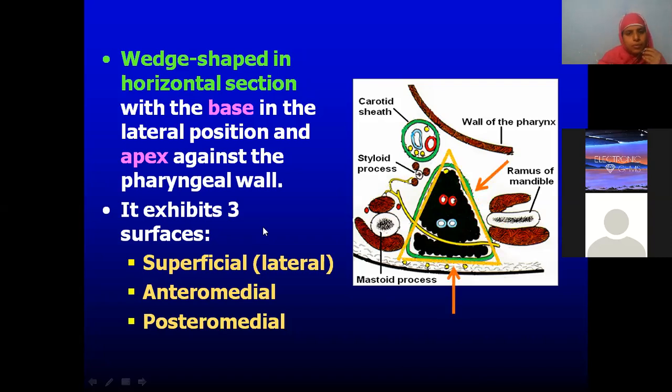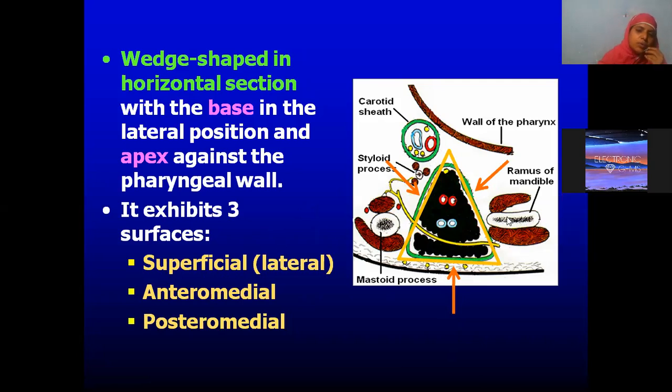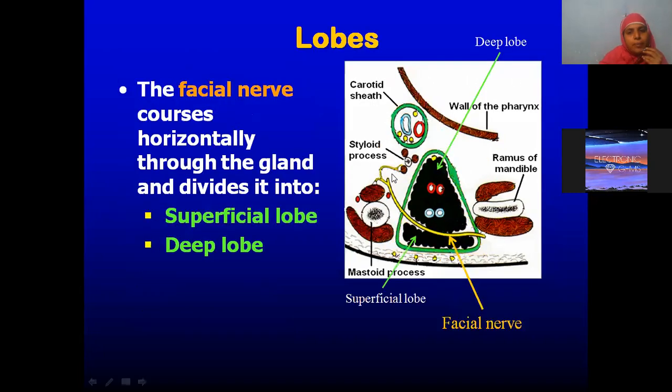Now the various surfaces, from this picture: this is below the skin, just below the skin, the superficial surface. Then this becomes the anteromedial and this side becomes the posteromedial, as per the orientation of this diagram. Anteromedial is close to the ramus of the mandible. Then posteromedial, we have the mastoid process and styloid process and the structures attached to them. Most medially you have the wall of pharynx.